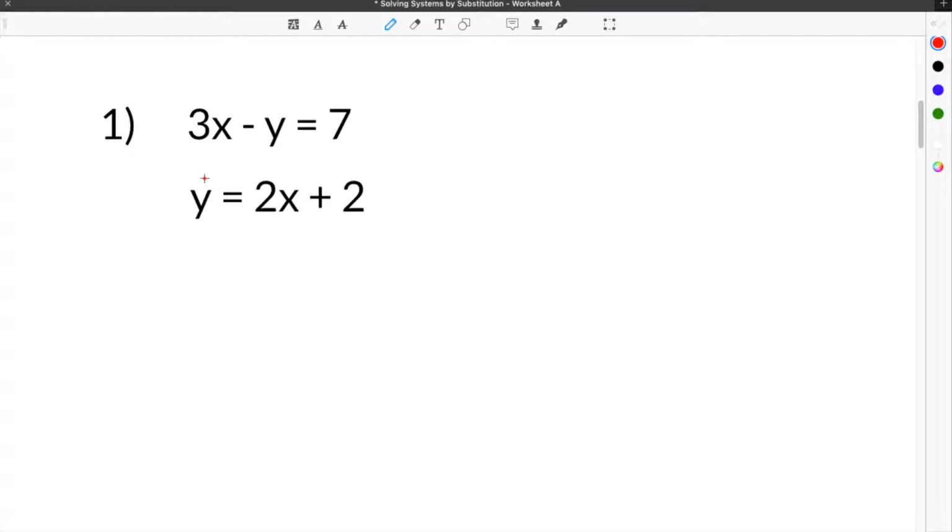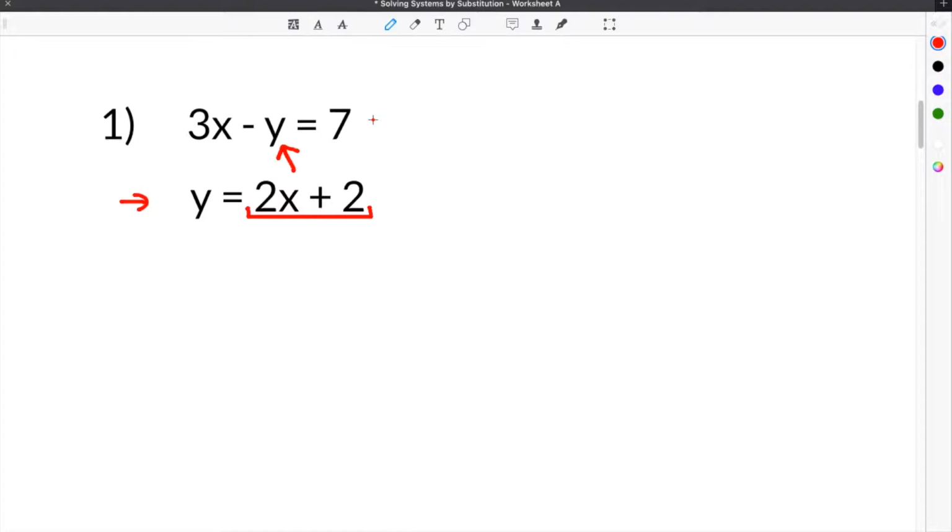Here we are at our first problem for solving systems of equations by substitution. We have 3x minus y equals 7, and then y equals 2x plus 2. Now when you're solving systems by substitution, you have to substitute one equation into the other equation. In this first problem, our second equation is already solved for the variable y. We already know y is equal to 2x plus 2. So because this is already solved for y, we can take 2x plus 2 and substitute it in for y in the other equation.